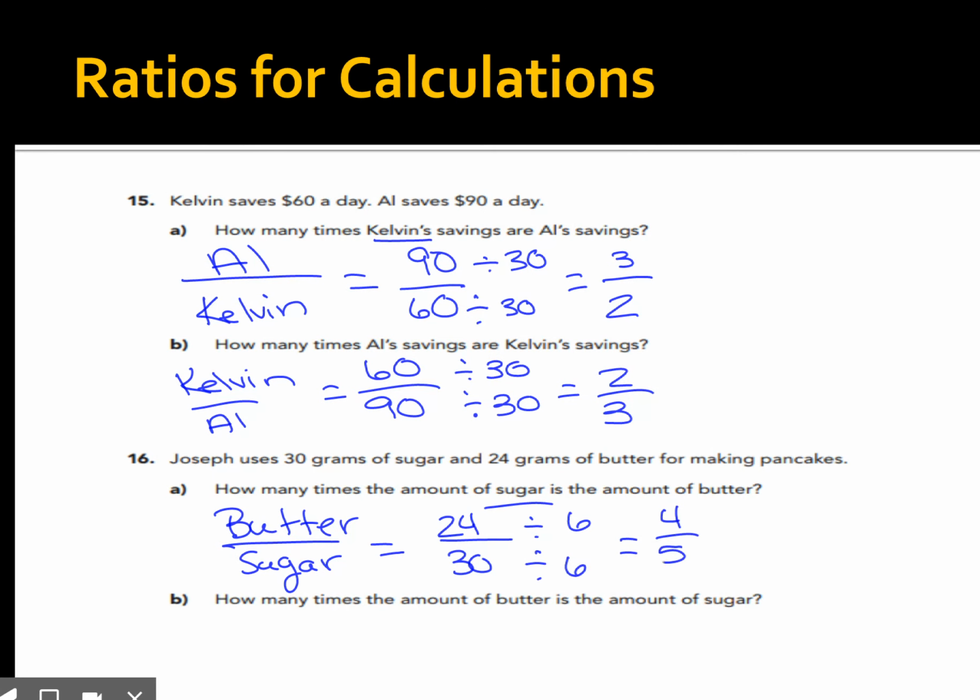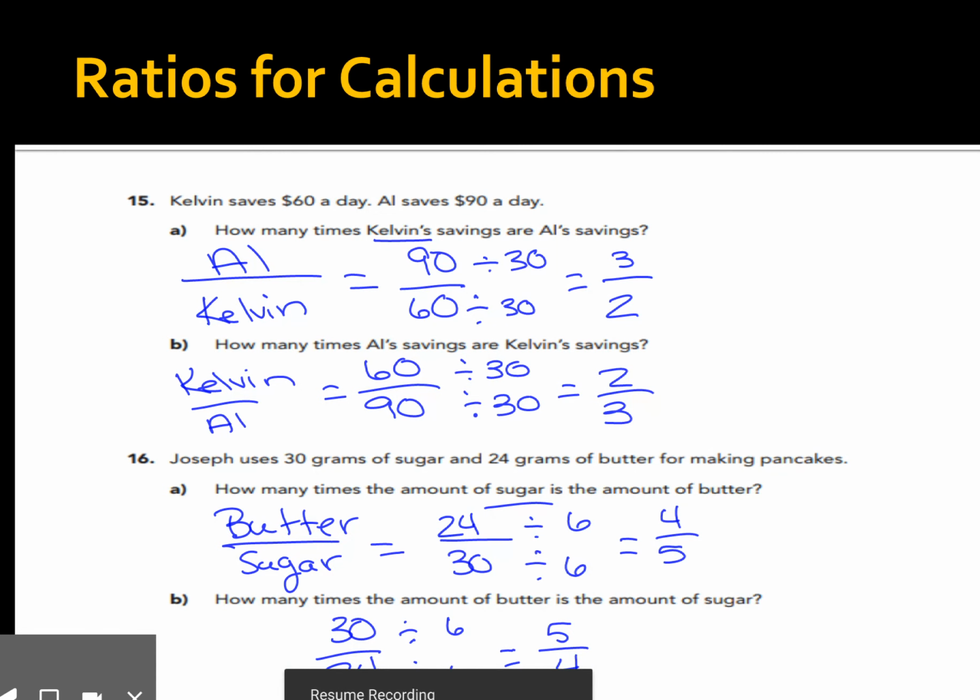And then in part B, again, we just flip it. So we'd have 30 over 24. And we're still using the same greatest common factor, which is 6. So the answer here would just be the reciprocal as well. And that's it for all of lesson 1 of chapter 4.